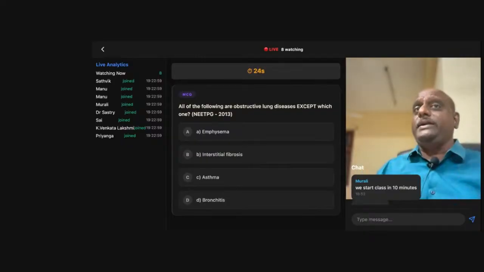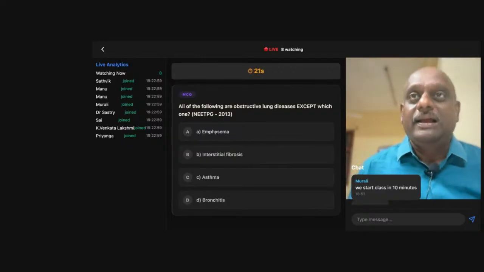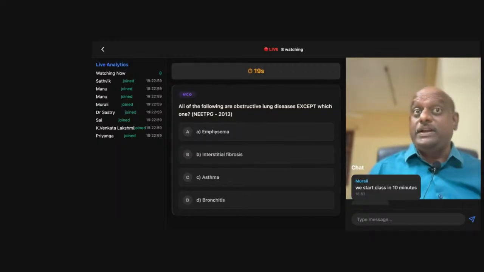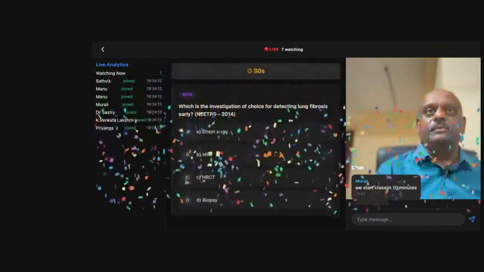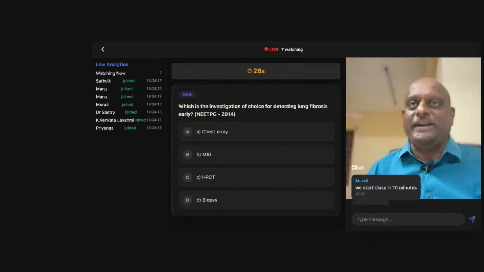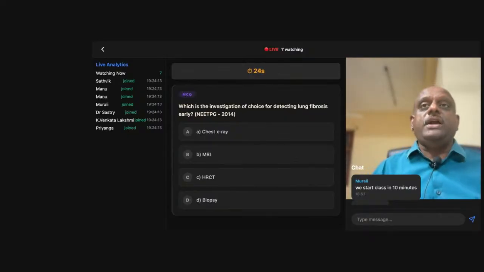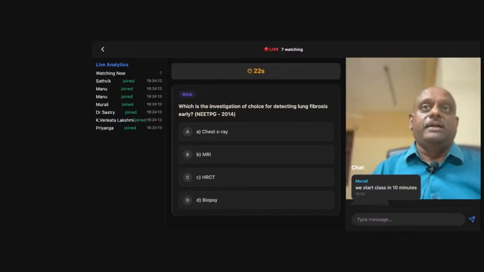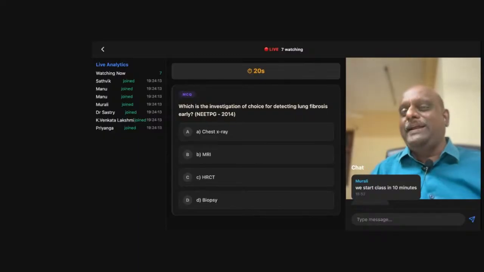Now, obstructive lung diseases. All of these, which one is not an obstructive lung disease? Easy question. Yeah, it came. Multiple times when next is clicked, it is pushing forward. Sorry. Now, which investigation of choice for detecting the lung fibrosis very early?